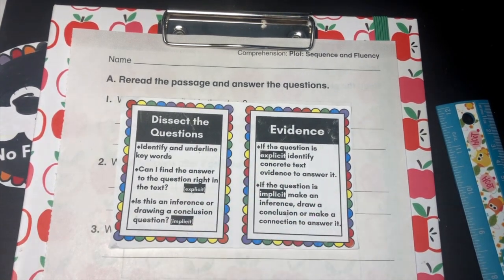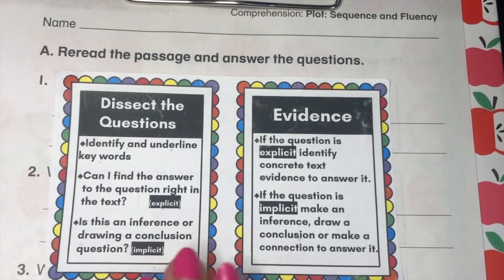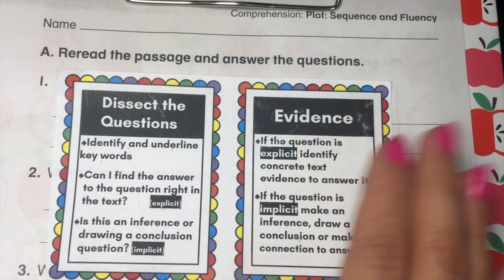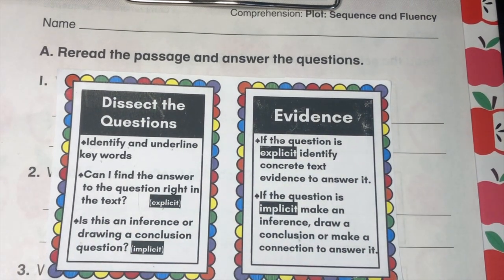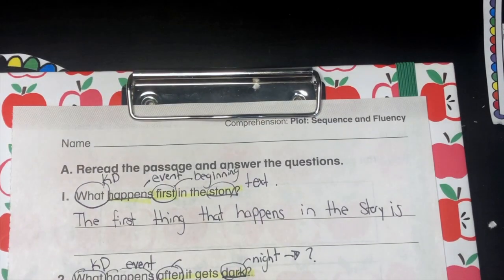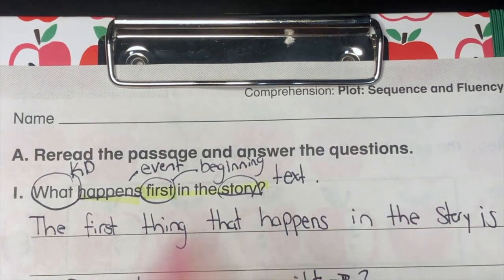So usually for implicit questions, the author leaves little clues in the story to give you the answer without telling it to you word by word. Evidence. If the question is explicit, identify concrete... Alright, so the first thing we need to do is reread the passage. I almost forgot that. We need to reread the passage and then answer the questions, all right?